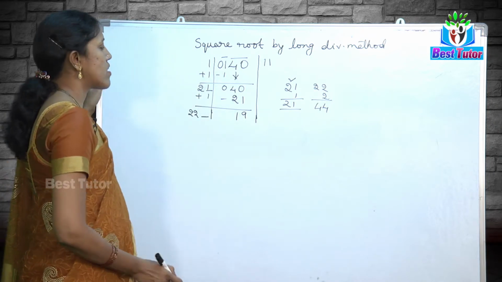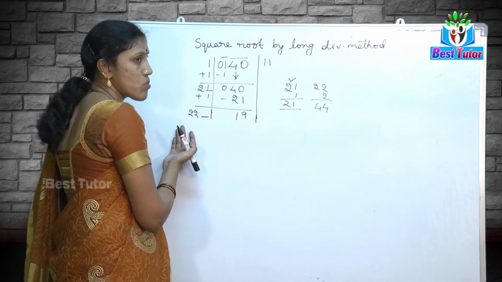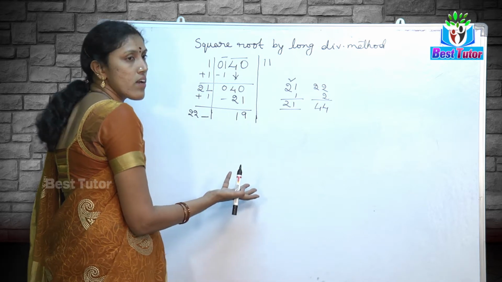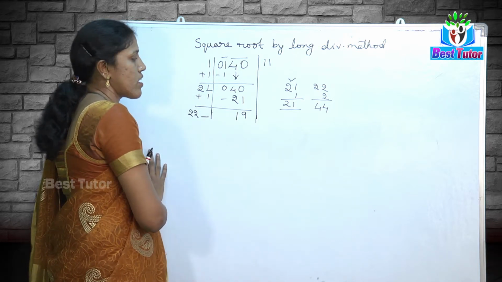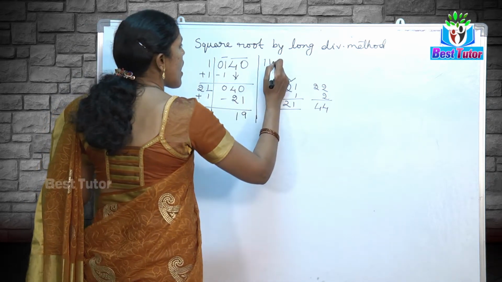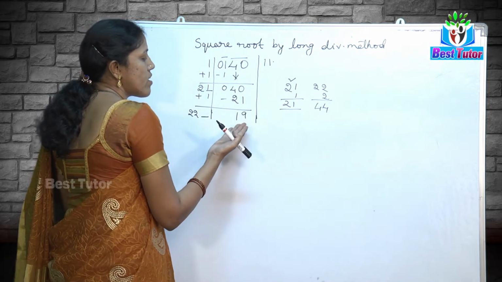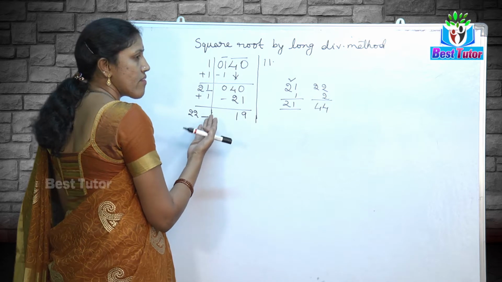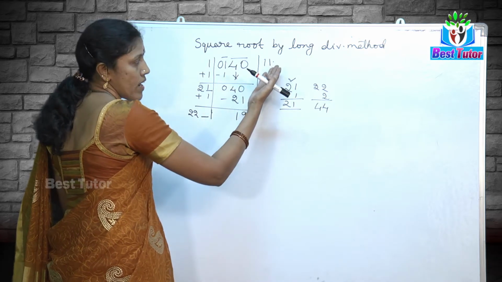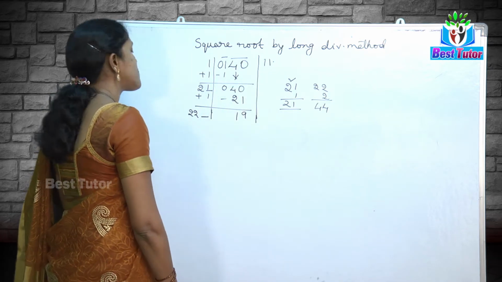Now 19 is there. 19 is always less than 22, no doubt about it. So how do I continue the process of long division here? In such cases, I put a point. Like normal divisions where the dividend is smaller than the divisor, we continue with the decimal over there.